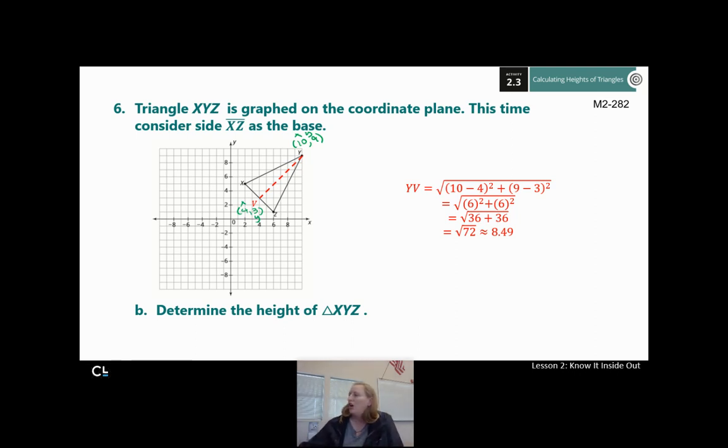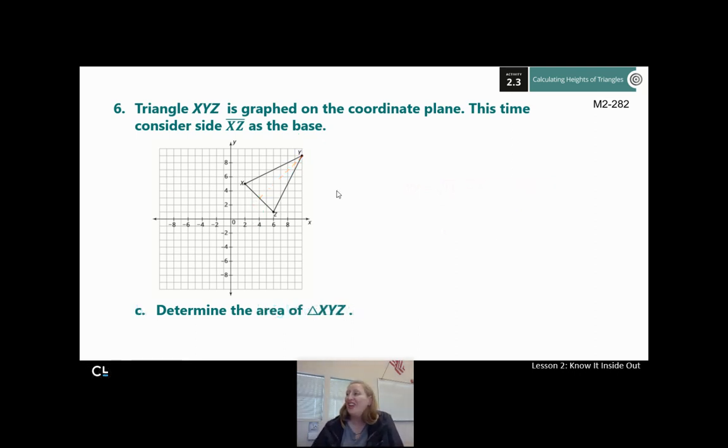Now, if you recall earlier, you already found the length of YZ. You already know what your base is. You also just found your height, didn't you? So now's the time. This is the nice part. Find the area of triangle XYZ. Go ahead and hit pause, work that out, hit play when you're ready to check your work.